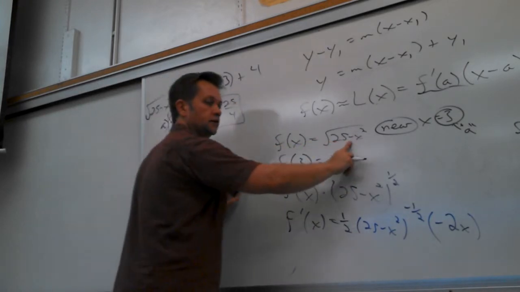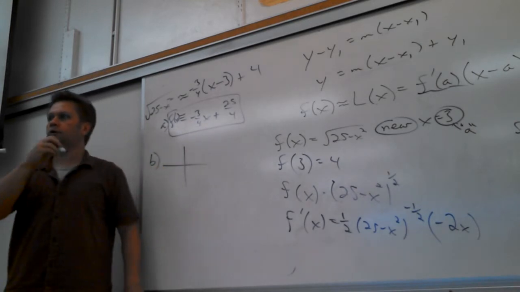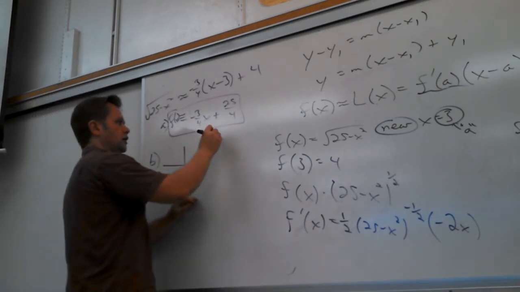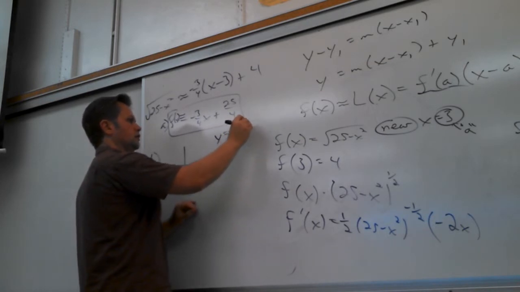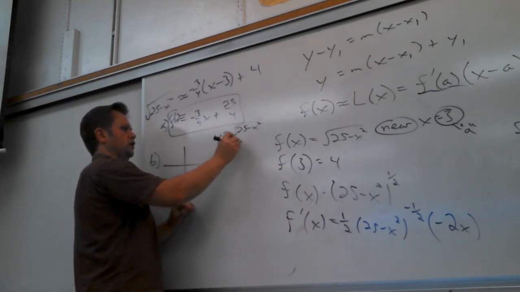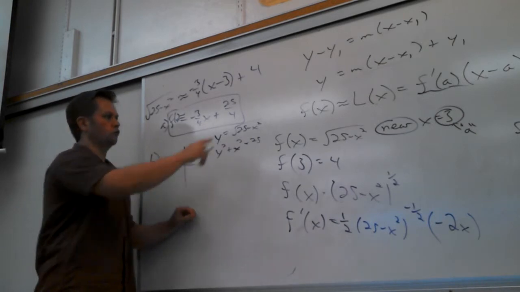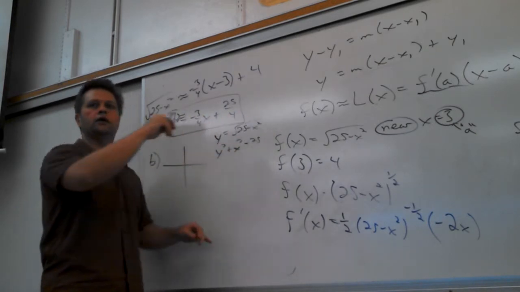Anybody know what this looks like? It's not a parabola. Well, you guys can do it. Watch. y equals this. Square both sides, add x squared. What is that? A circle. So the square root of a number minus x squared.